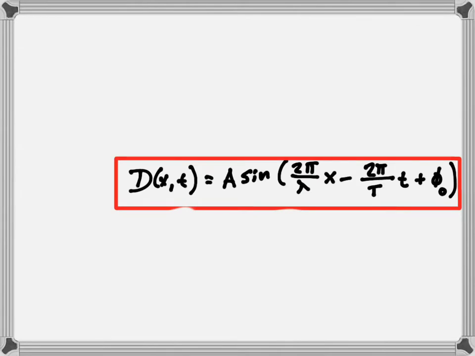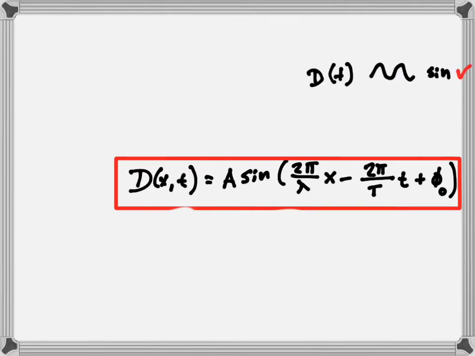So a function of x and t that has these properties, you can see it there, is A, which we're going to call the amplitude of the wave, times sine of 2 pi over lambda times x minus 2 pi over the period times time plus phi naught. I'll explain in a minute what phi naught means.